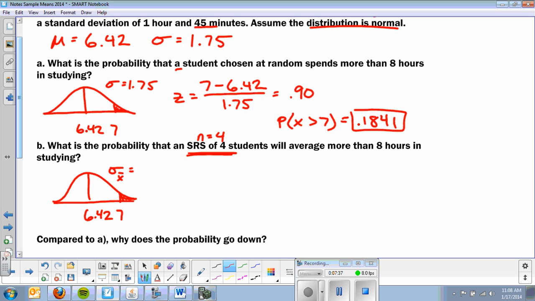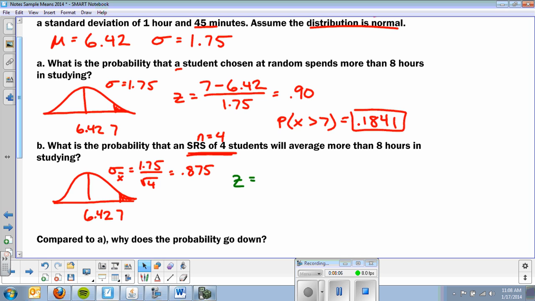We're picking 4 students and averaging them. And so we have to recalculate the standard deviation, which is 1.75 over the square root of 4, which is going to give me 0.875. So remember, as soon as I start taking a sample, the standard deviation is going to decrease. The data is less spread out. So I'm going to calculate my z-score, and it still looks pretty similar.